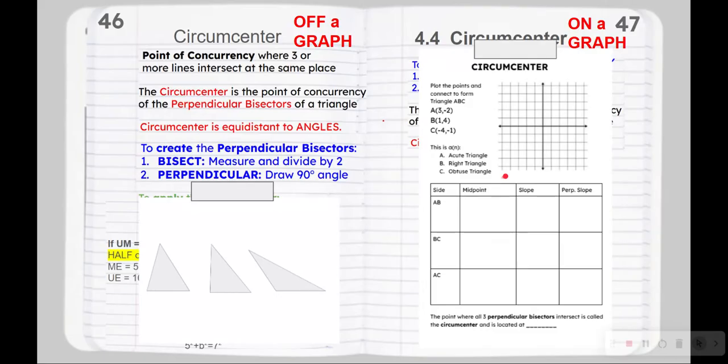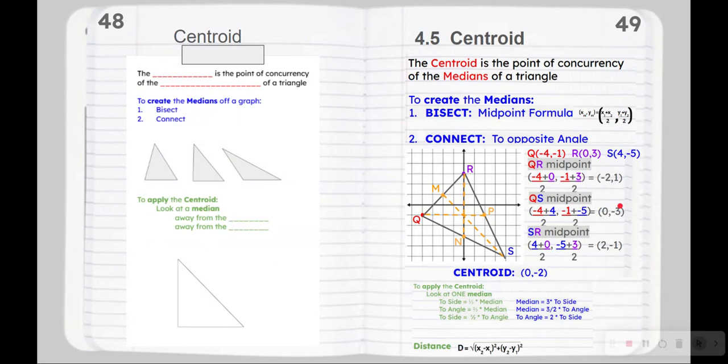On the graph, it's the same thing. Make sure you're really accurate by using the midpoint formula to find that bisector point, and then finding the slope and then the perpendicular slope, and applying that to the midpoint to find the perpendicular line. For the centroid, recall that that is also starting with the midpoint and connecting it to the opposite angles. And so the centroid is made up of something called medians. It's like a bisector to an angle, but they call it a median. And then we talked about how to do that off the graph and on the graph.